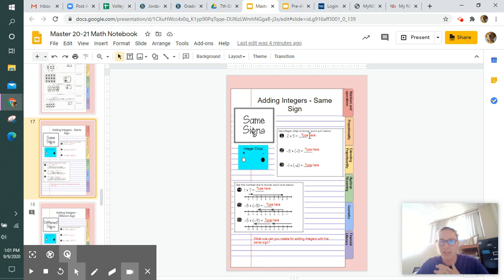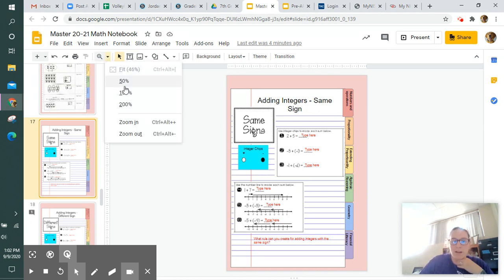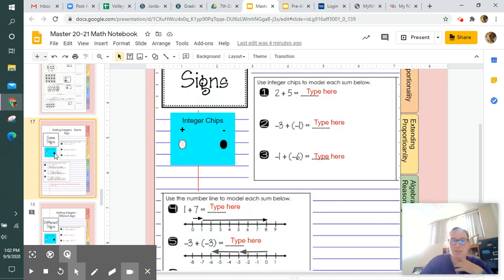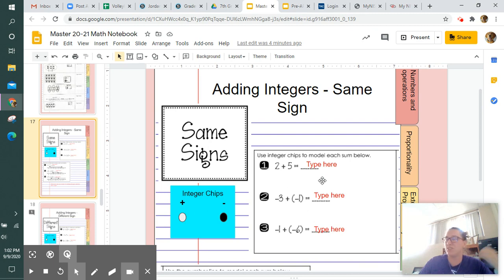Now I know some of you guys have said that the screen is really small and it's hard to read, so I want to show you something here. If you go to the top left side, you can click the zoom button, and I like to zoom to 100. That's the perfect size for me on my screen. It doesn't matter what device you're on, you can zoom to whatever works for you.